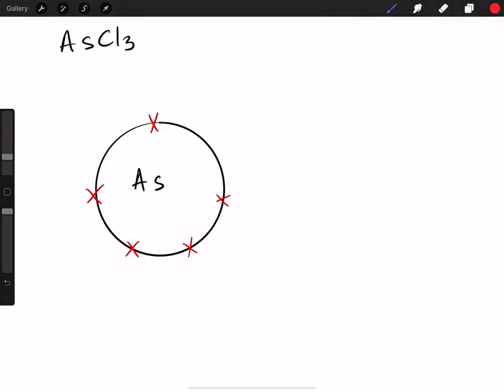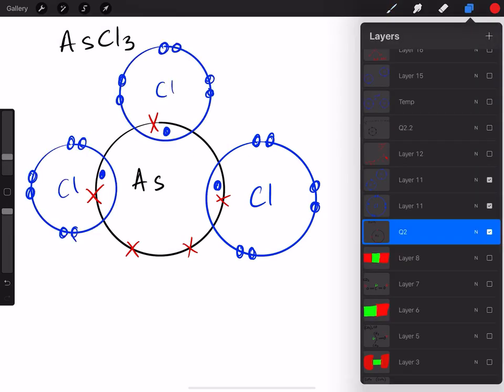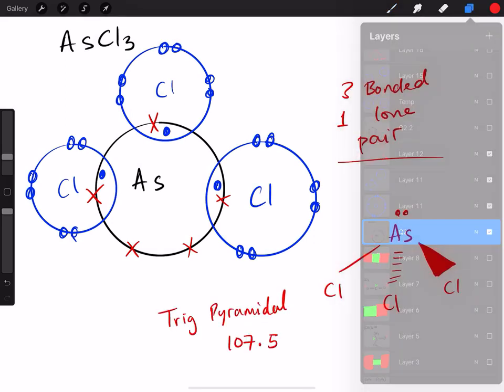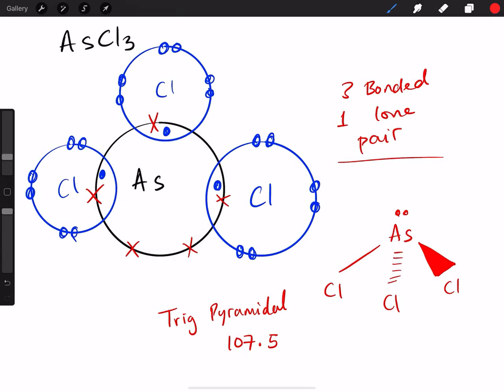So we want to draw AsCl3. As is in group 5, so it has 5 electrons in its outer shell. Chlorine has 7 electrons in its outer shell. The rule with covalent bonding is you get what you give. Chlorine has 7 electrons, it needs 1 more, so it shares 1. Now we have 3 chlorines, so we put the other 3, just like that. If you look at your central atom, it has 3 bonded pairs and 1 lone pair. Therefore, it looks like a trigonal pyramidal with 107.5 degrees.